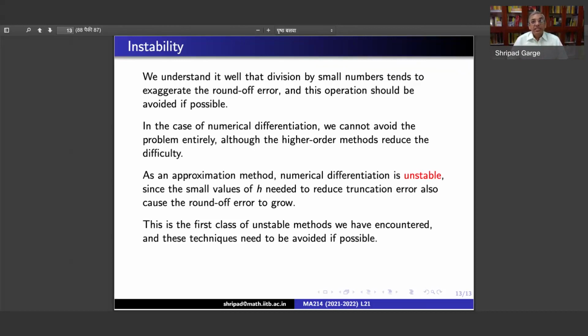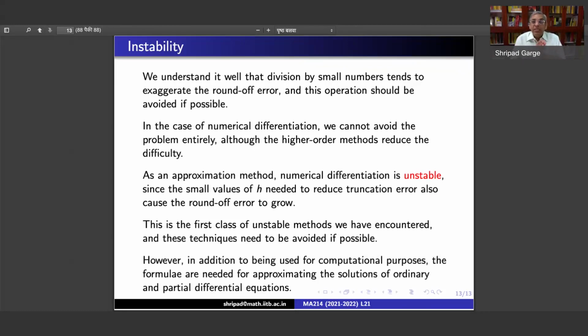Numerical differentiation is important. That's why we are doing it before numerical integration. So for instance, other than being used for computational purposes, these formulae for computing numerical differentiations are going to be used in ODEs and PDEs, getting the numerical solutions for the ordinary and the partial differential equations.